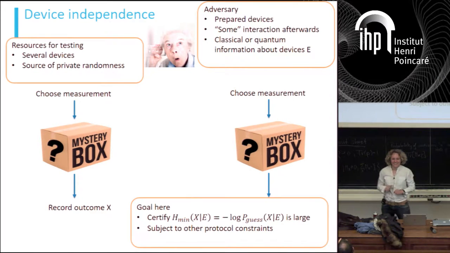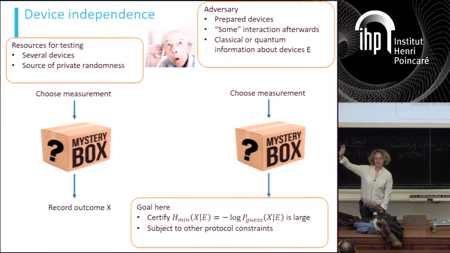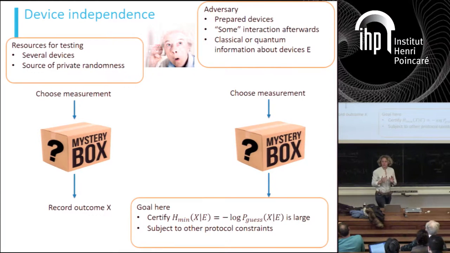So for all the cases that I'm going to consider in this talk, private randomness is free. We have a source of private randomness and we can use it for testing. In fact, part of this private randomness will be leaked to the attacker. So I'll explain that. You can think that all the randomness that we're actually going to use for testing, we're later going to give it to the attacker. But it's initially private, so the eavesdropper doesn't know it yet when the devices are made.